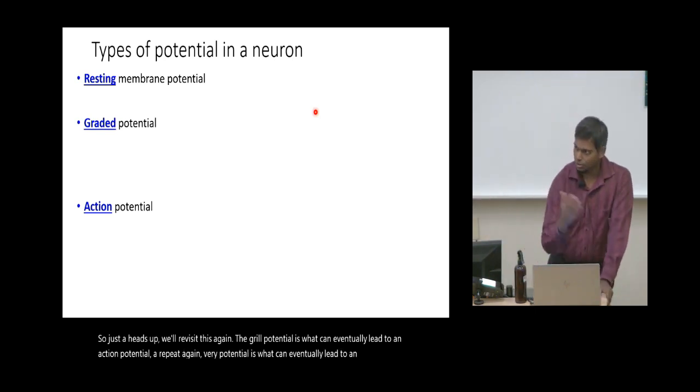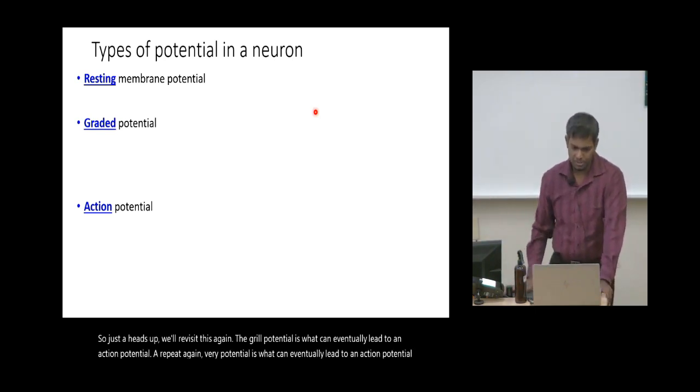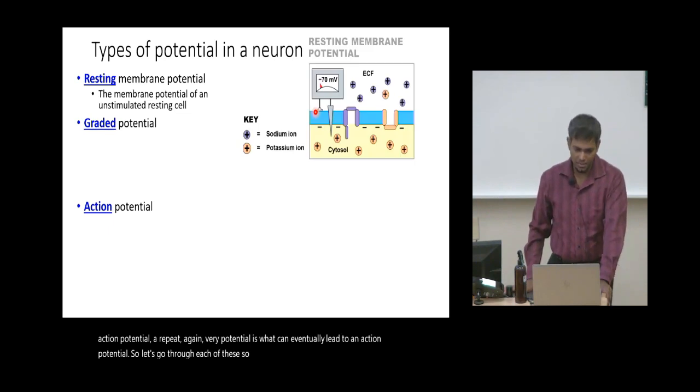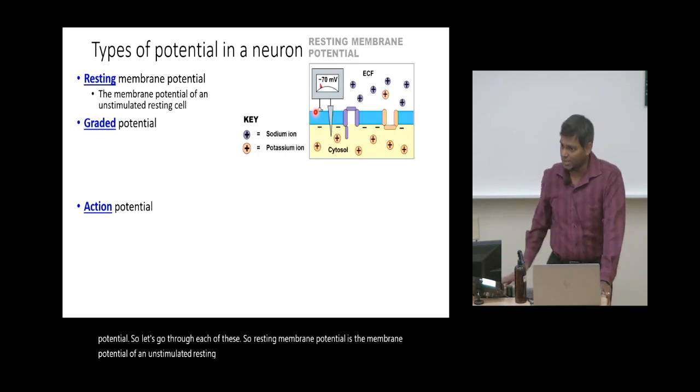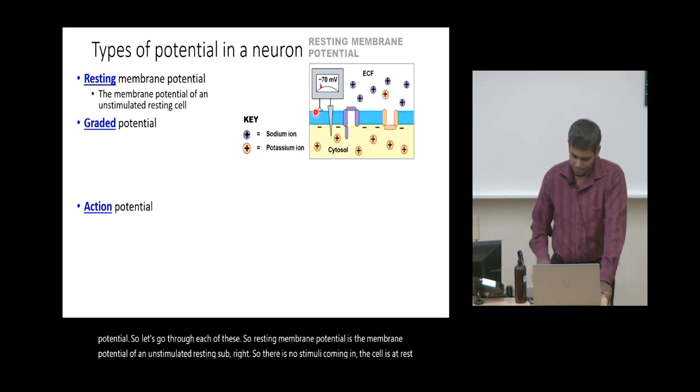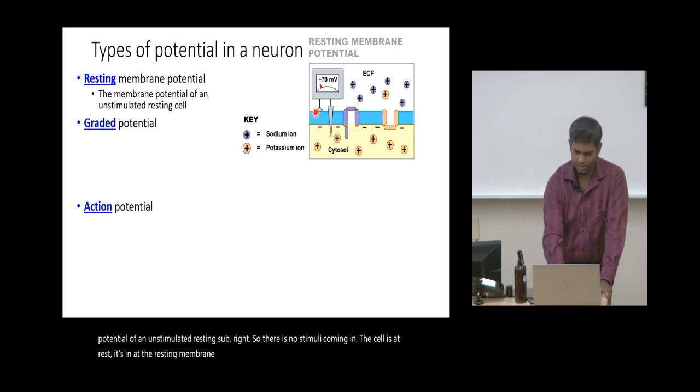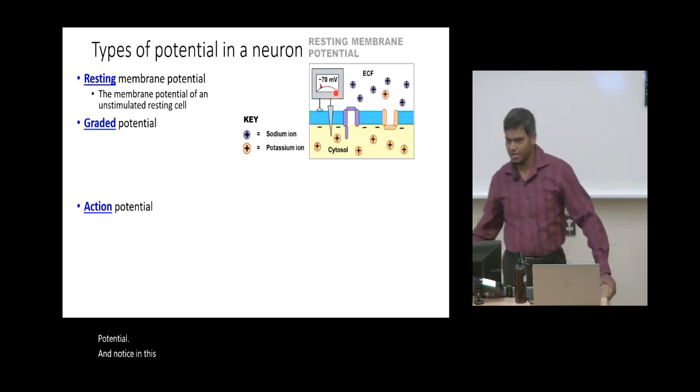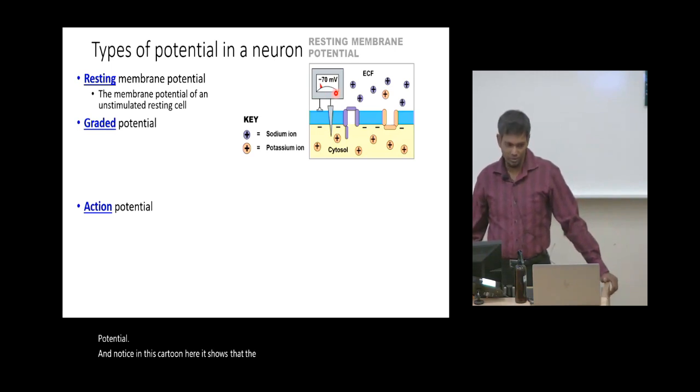So let's go through each of these. Resting membrane potential is the membrane potential of an unstimulated resting cell, right? So there is no stimulus coming in, the cell is at rest, it's at the resting membrane potential. And notice in this cartoon here, it shows that the membrane potential is around negative 70 millivolts.